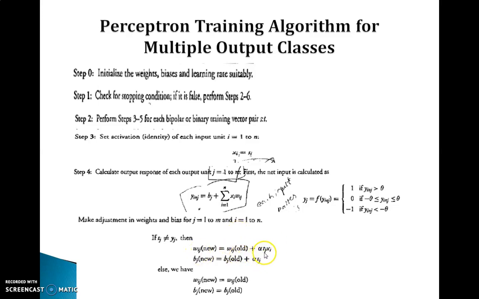In the same way here also, tj is the target of the current network, the current perceptron. If the target is not equal to the calculated output, t1 is not equal to y1, we have to use this rule. Otherwise, we have to follow this rule.